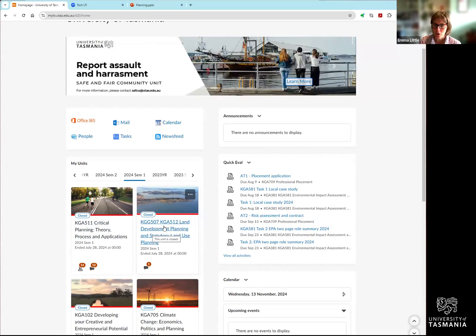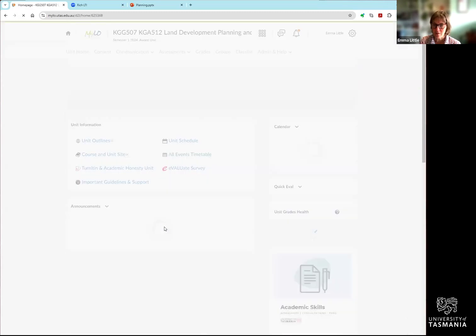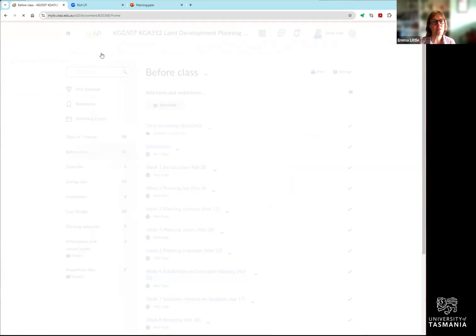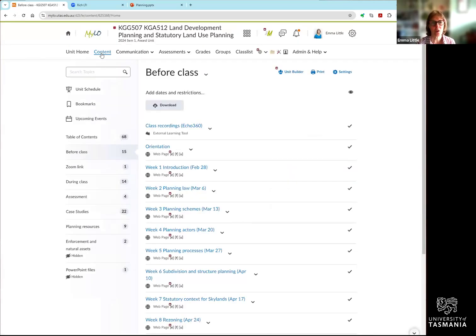In the land use planning unit, which is called statutory land use planning, for those of you in the planning degrees, KGA 512, this is very job focused. This is the unit that prepares you for work, not just in Tasmania, but also in other jurisdictions. Once you've learned the way that statutory planning works in one area, you're very well prepared to transfer those skills to other areas. So we go through the rules of the planning system, essentially.